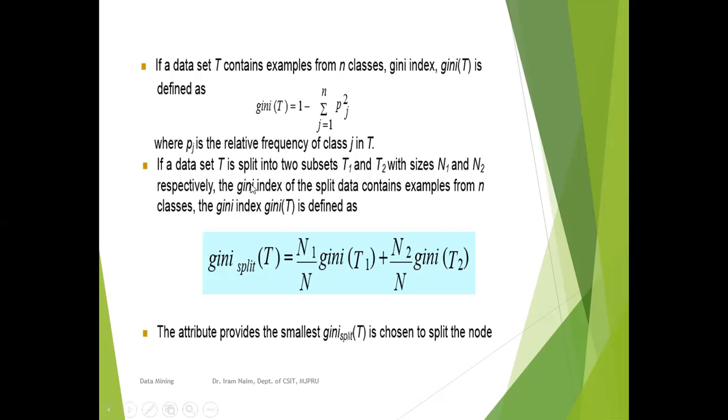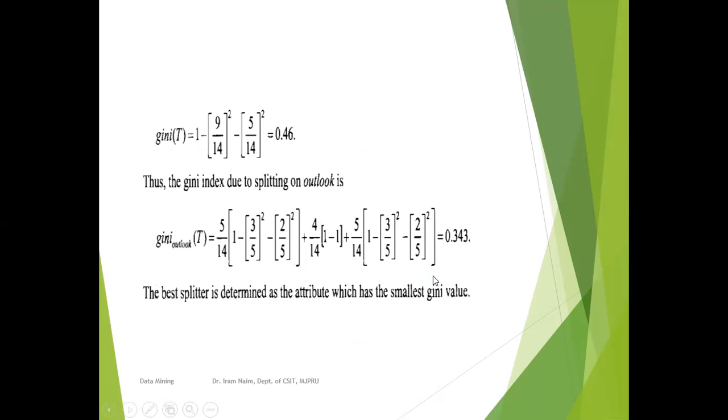Suppose the data set is split into two subsets T1 and T2 with sizes N1 and N2. Then this formula will be revised based upon the partitions of the data set. The Gini split of T will be calculated as N1 by N times Gini of T1, plus N2 by N times Gini of T2. This gives you the split Gini index, which can be used after splitting the attribute, based upon the partitions of the data set.